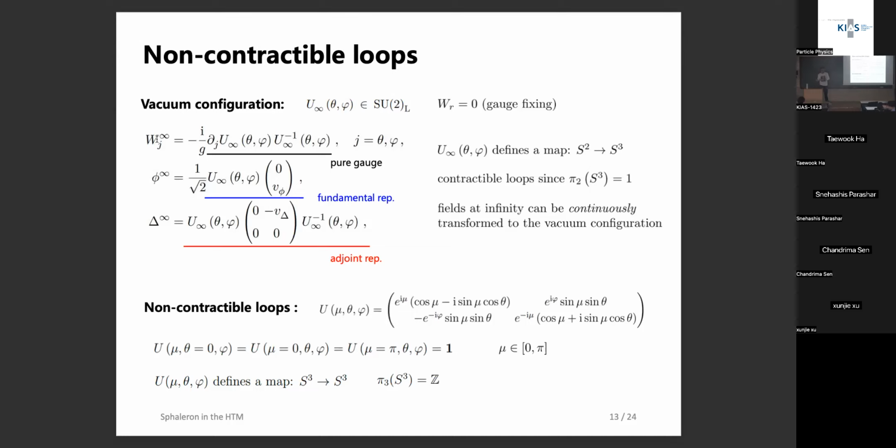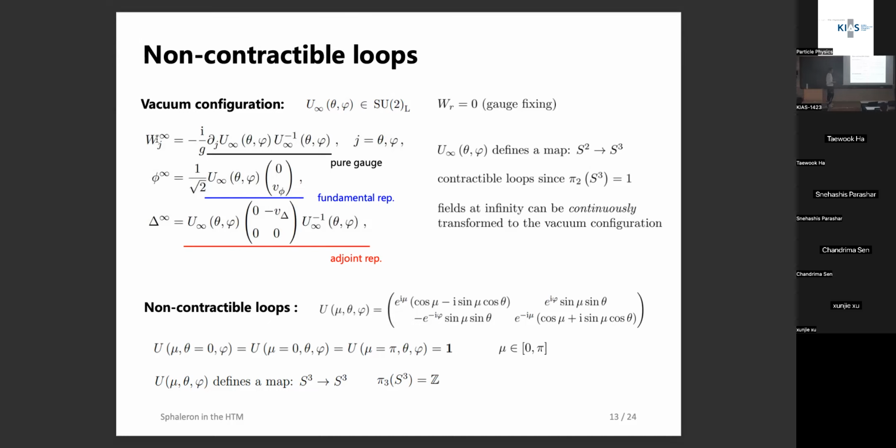As I said before, the key point to find the Sphaleron solution is to construct the non-contractible loops. Then how do we construct it? We can first start from the vacuum configuration. That is, the vacuum configuration of gauge fields, doublet scalar, and triplet scalar can be constructed in this form. This is easy to verify, right?